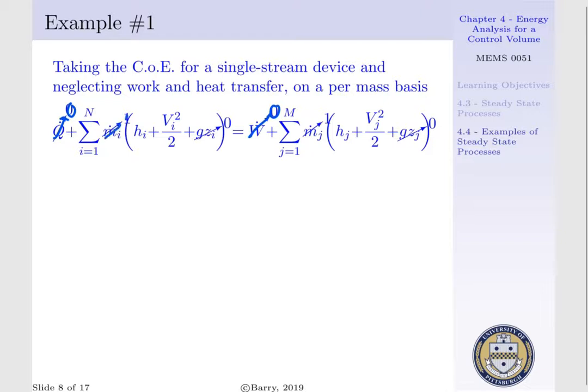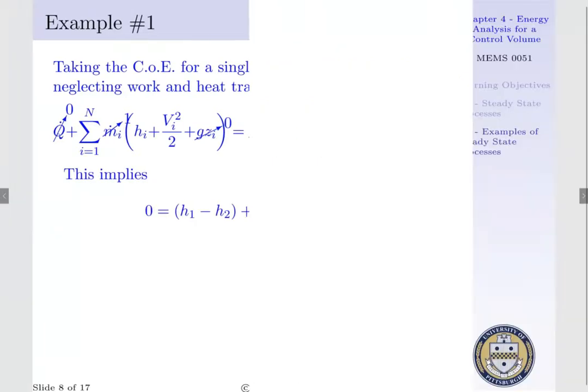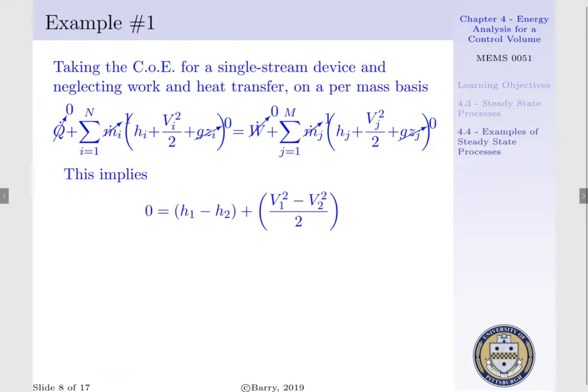Our mass flow rates are equal, so M dot 1 and M dot 2 are identically equal. If we divide those out, we are left with unity, and we are going to neglect any change of our potential energies. Thus, our conservation of energy equation reduces to the following: 0 is equal to h1 minus h2 plus V1 squared minus V2 squared over 2.